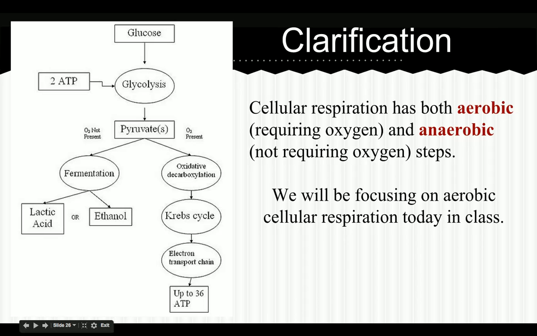Glycolysis is our first step. The next step we're going to be talking about is the Krebs cycle, which you'll notice if you follow your flow chart down the right-hand side. And then the last one we'll be talking about is the electron transport chain.